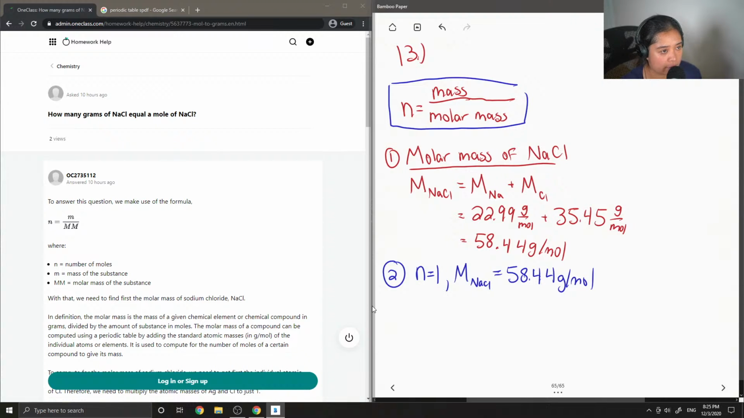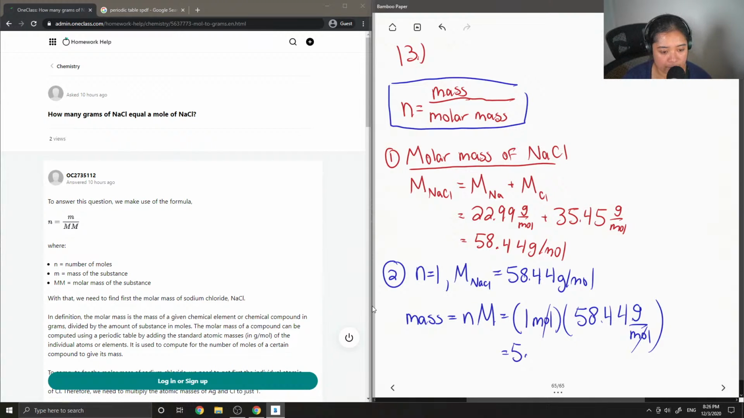So we just have to rearrange the first equation and then solve for the unknown. So mass is equal to n times M, capital M. And then we just plug in our values. And our units for moles will cancel out. And multiplying 1 times any number just gives you the same number. So our answer is just 58.44 grams.